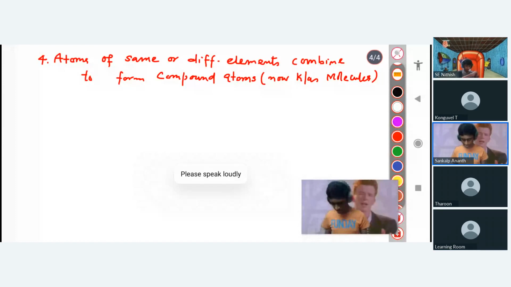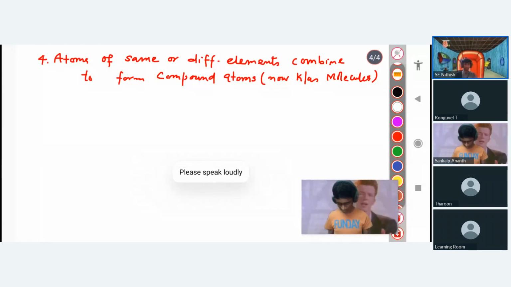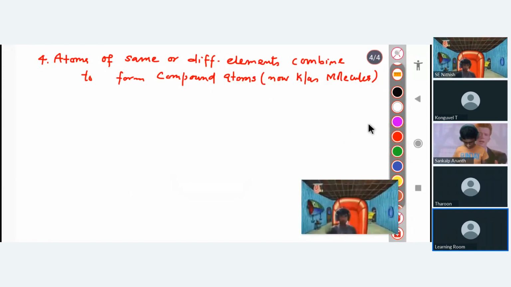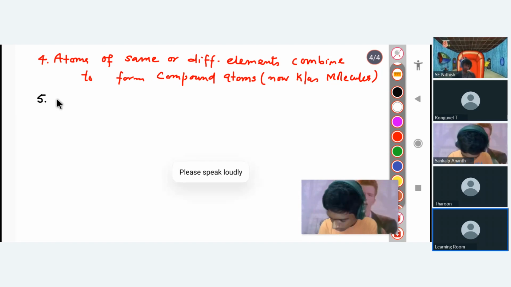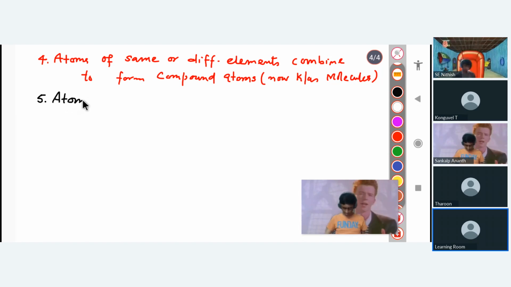So we've finished history and physics; now we have to study chemistry. Tell me, according to the fourth postulate, atoms of the same or different elements combine to form compound atoms, correct? Have you got this point? Yes, sir. Okay, what is next? Next is that atoms combine in a simple whole number ratio to form compound atoms. Is that correct?